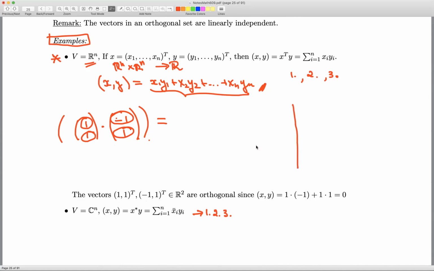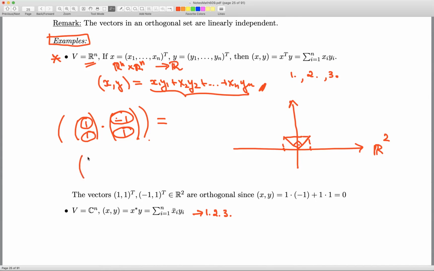And if we look at the plane R2 and draw the pairs, here is 1, 1. This is a vector with coordinates 1, 1. And then we look at minus 1, 1. So we will see that this angle is a right angle.